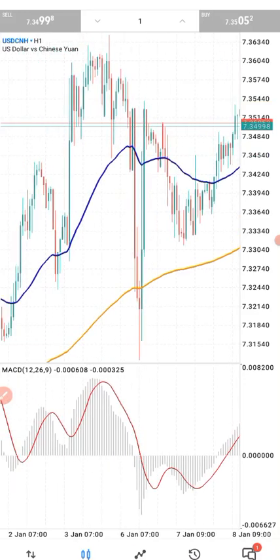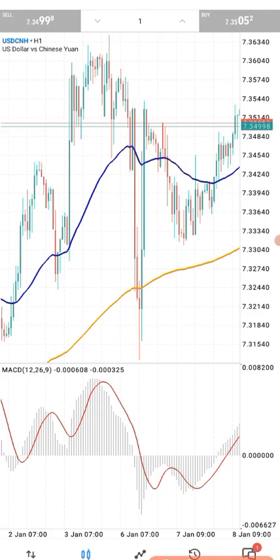So look at it, guys. Once price breaks this side, you should know that it's going to go for a sell. When it breaks this side going up, it's going for a buy. That's one signal for you to use the MACD.